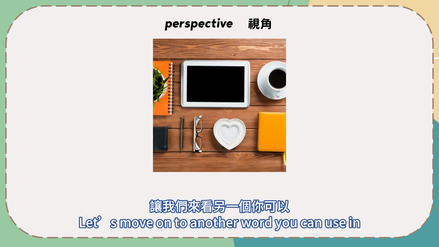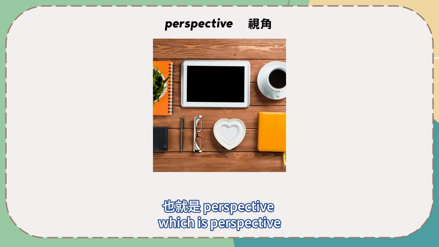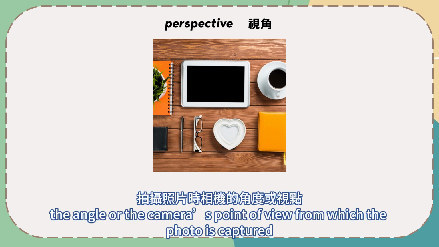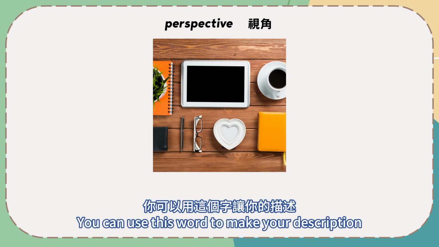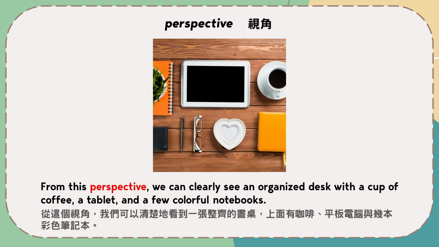Let's move on to another word you can use in your photo descriptions, which is perspective. In the context of describing the photo, it refers to the angle or the camera's point of view from which the photo is captured. You can use this word to make your description sound more advanced and more observant. From this perspective, we can clearly see an organized desk with a cup of coffee, a tablet, and a few colorful notebooks.